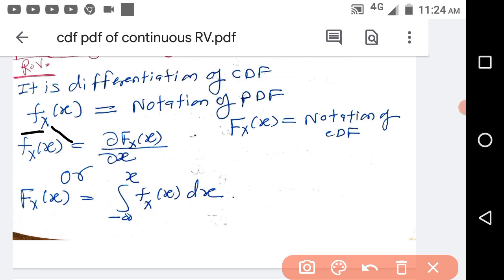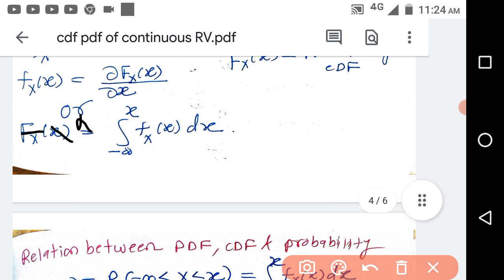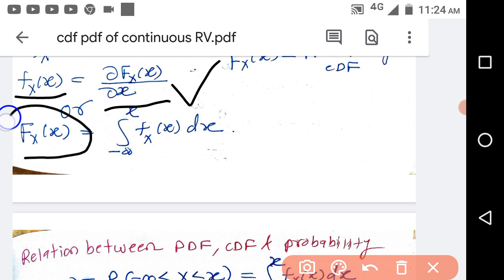This capital X is for the random variable, small x is for the values taken by the random variable. So PDF is nothing but the differentiation of the CDF. It is differentiation of the CDF, and CDF is integration from minus infinity to x of the PDF.